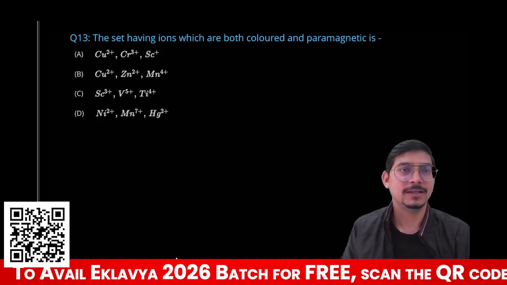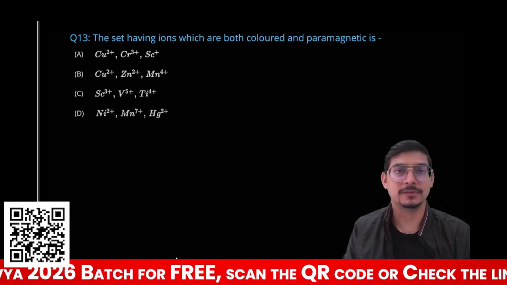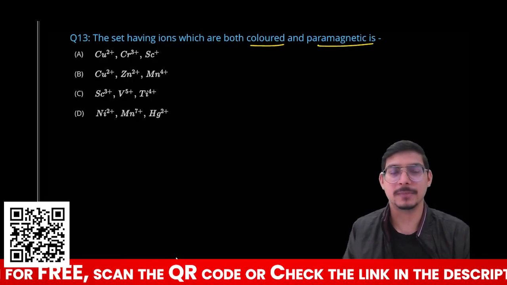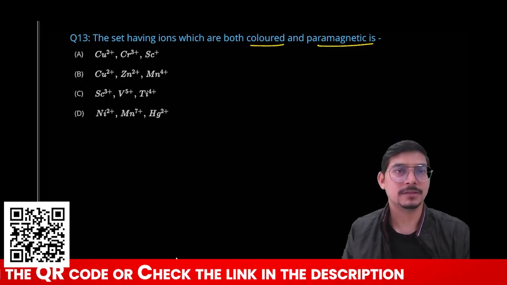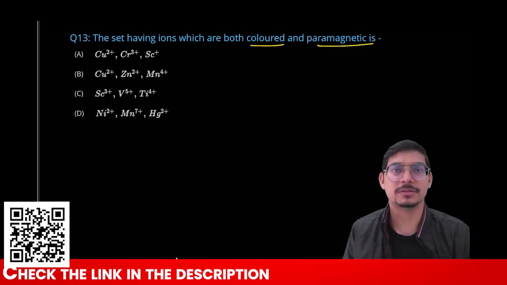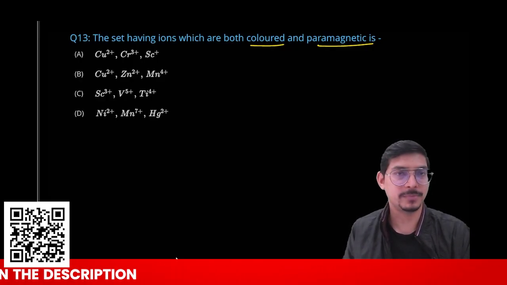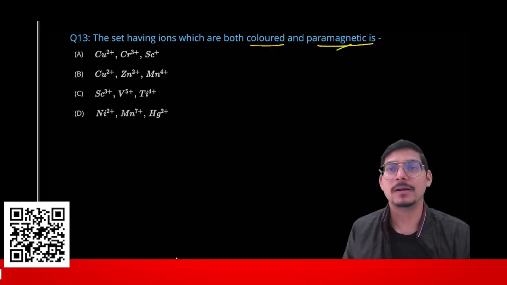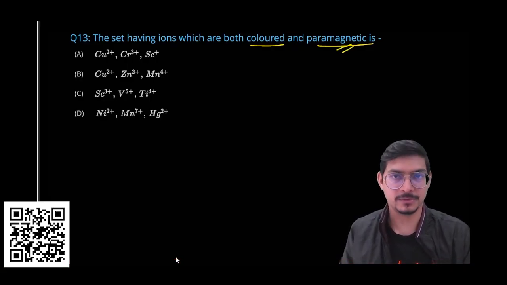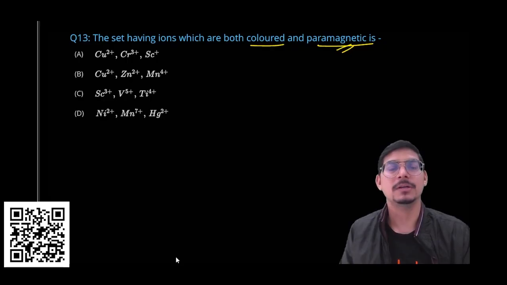Hi everyone. In this question, we have to find the set having ions which are both colored and paramagnetic. So color arises in transition metal ions because of d-d transitions. So we are basically looking for unpaired electrons in the d orbital, and paramagnetism arises because of unpaired electrons. So any unpaired electron in any orbital means the ion is likely to be paramagnetic.